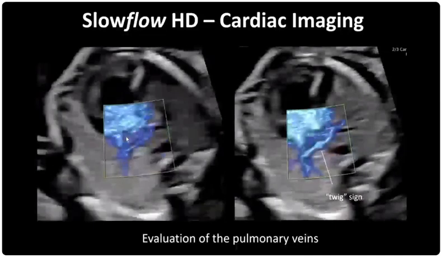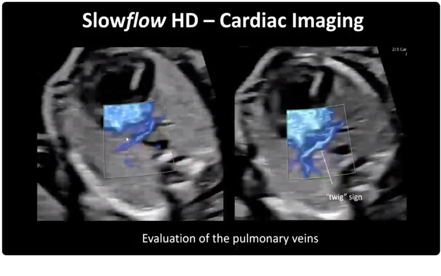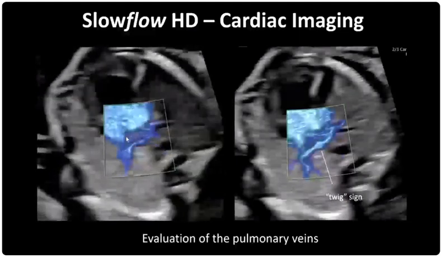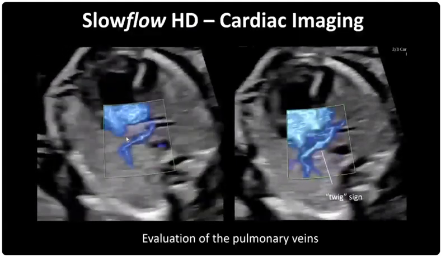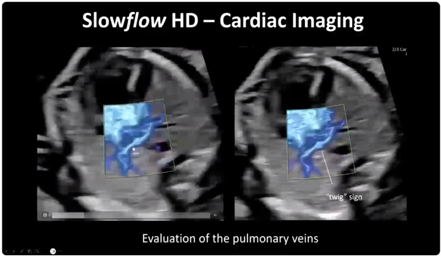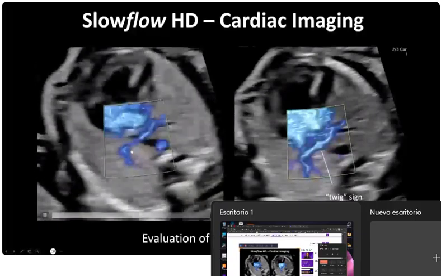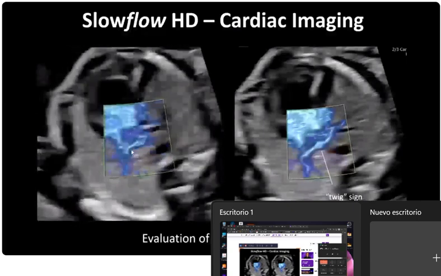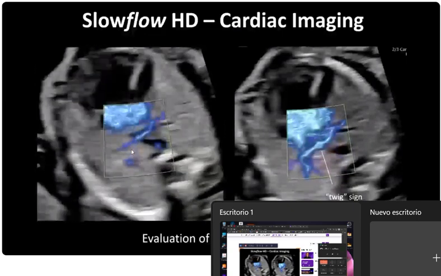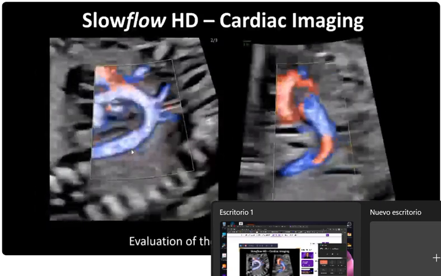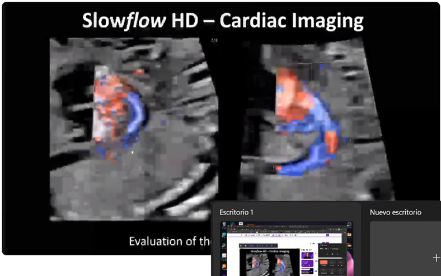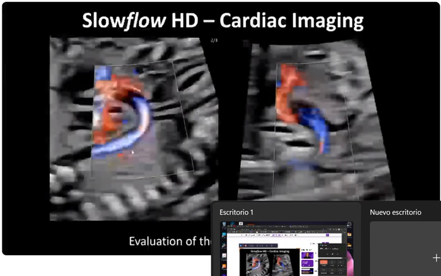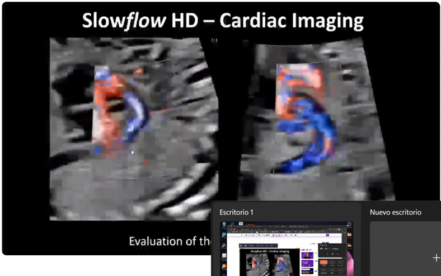So how about the abnormalities? Total anomalous pulmonary venous return is traditionally a very difficult diagnosis to make prenatally. Here we can clearly see the typical sign for total anomalous pulmonary venous return, in a situation where we also have a major cardiac anomaly in the setting of heterotaxy syndrome. We can take a look at the aortic arch. Diagnosis of aortic coarctation is a very challenging task.